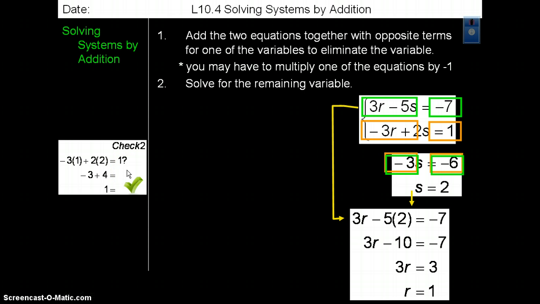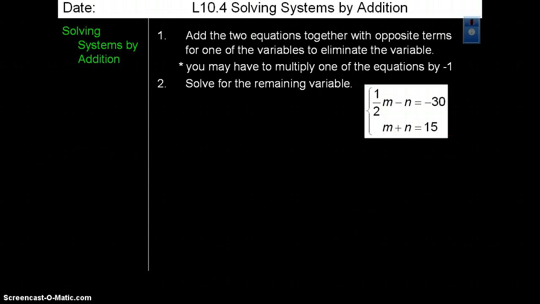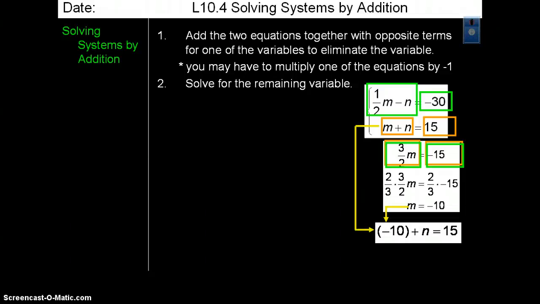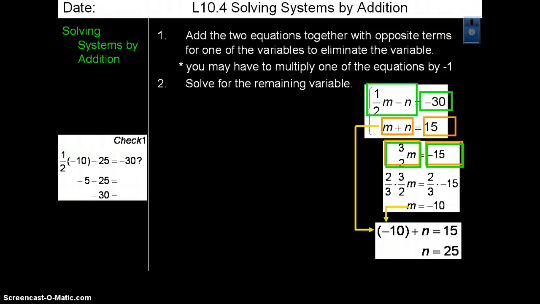The next example, we're just going to go ahead and take a look at pretty much the same steps. We're going to add the two equations together. The result is 3/2 m equals -15. Using a multiplication of a reciprocal here, we find out that m is actually equal to -10. Using that along with the second equation, we can find out that n equals 25. Since I used the second equation to find the value of n, I'm going to do a check 1, and check 1 comes out to be true as well.